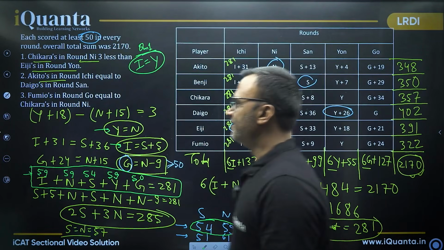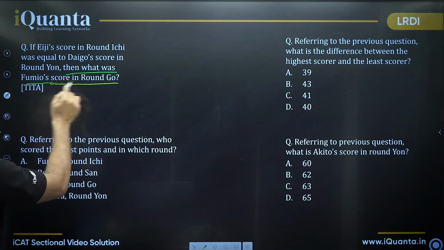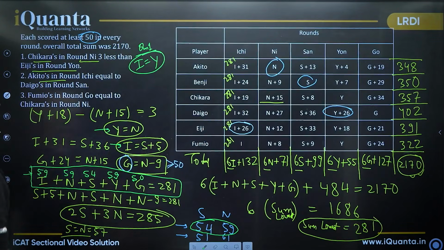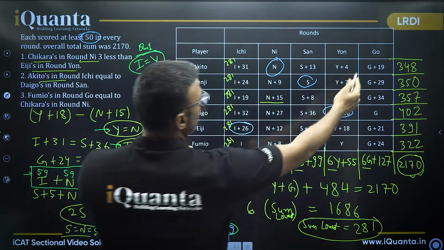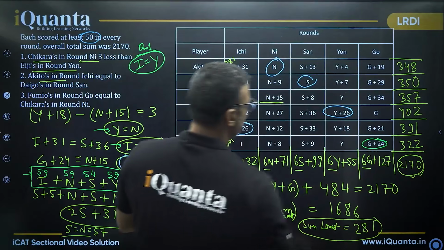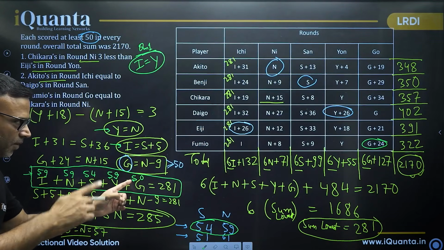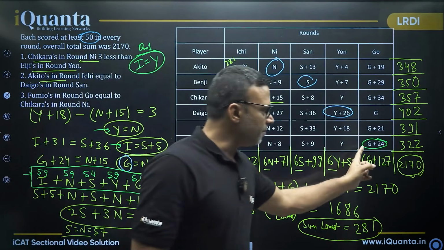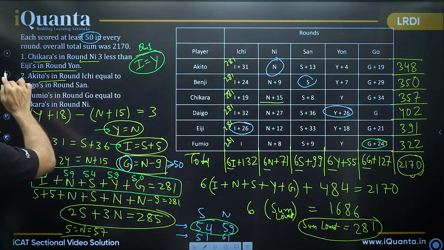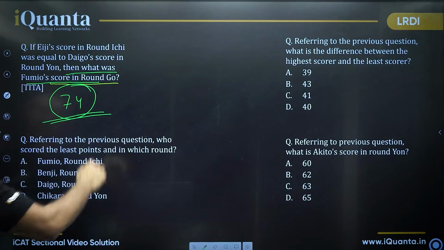That's it. What is the question asking? It's asking what was the score of Fumio in round Go. Okay, Fumio round Go is G plus 24. G is 50. So 50 plus 24. That is 74. So the answer to this question is 74.